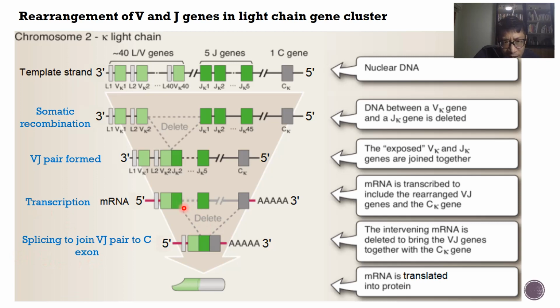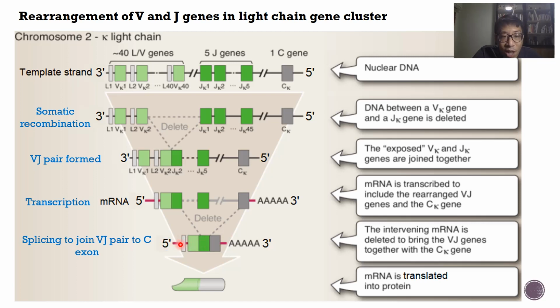So the in-between of the mRNA would be removed. So this whole thing gets removed, so our VJ exon now, because it's the mRNA level. So the VJ exons would be spliced together with the C exon. So you have this mature mRNA which only contains one V exon, one J exon, and one C exon. All right. So the corresponding mRNA for one V gene, one J gene, and one C gene.